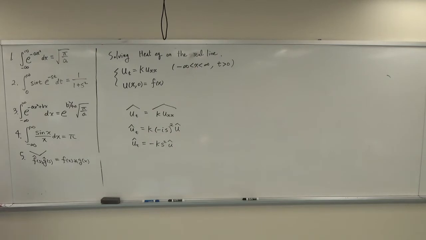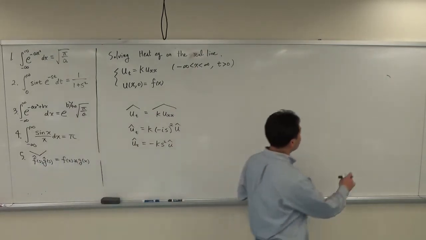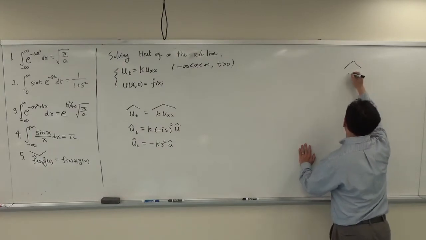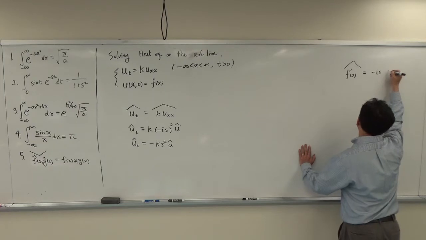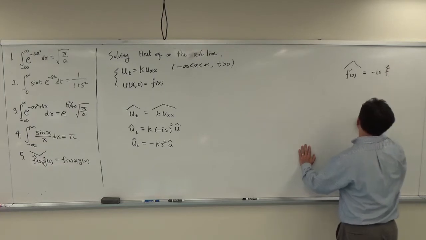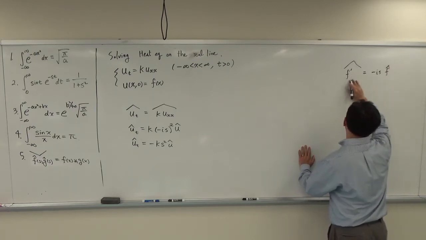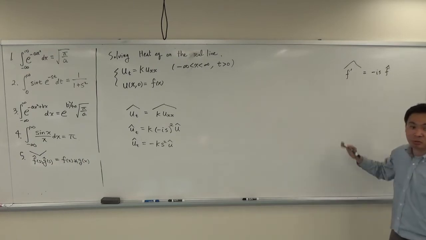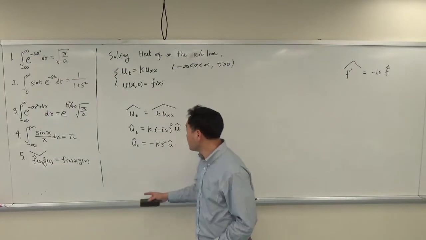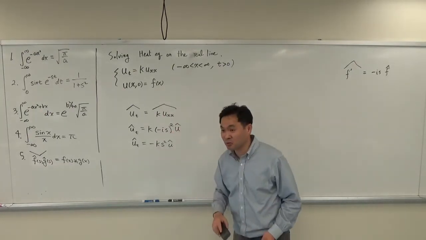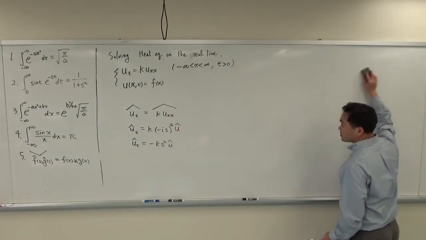Question. Yes? What happens to the i in the third step? Oh, well, the thing I'm using is that the Fourier transform of f prime of x is negative is times the Fourier transform of f. That's what happens. That was one of the properties that we went over. And because we differentiate twice, that's what you get. All right.